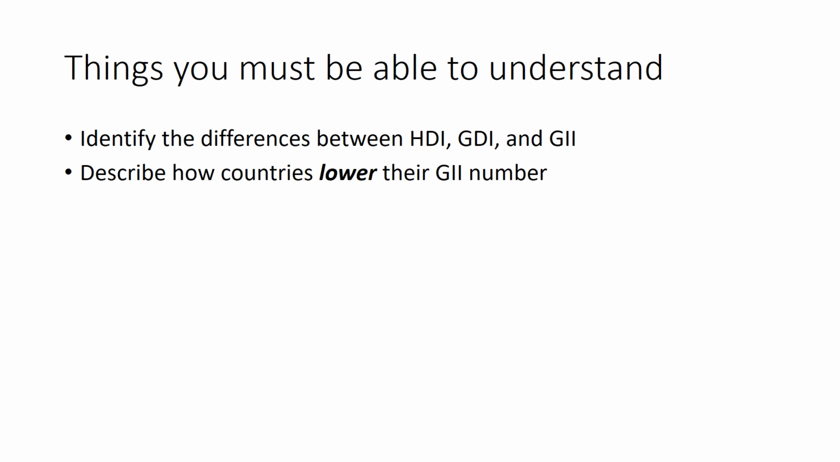So, okay, things you must be able to understand, and you're going to want to write these answers in your notebook. First, you have to identify the differences between HDI, GDI, and GII. Okay? Very simple, straightforward question. And remember, try not to look at your notes either when doing these. Then describe how countries can lower their GII. Okay? Think about specifically the components of GII and how they can lower them.